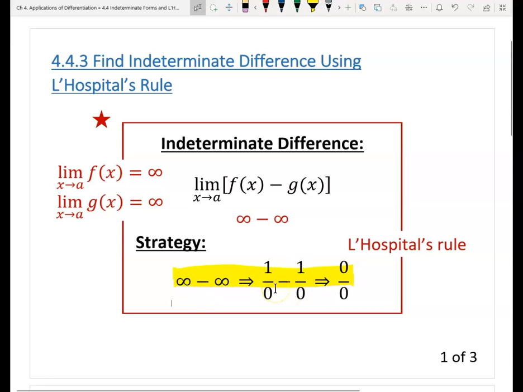Now, what do we have? We have two fractions subtracting each other. Now, what does this mean? We can combine these two fractions together, right? So everyone knows after we combine these two fractions, what do we get? Definitely, we will get this indeterminate quotient, right? 0 over 0, which means what? We can directly use L'Hopital's rule right now. So this is the strategy. Now let's practice this strategy together.